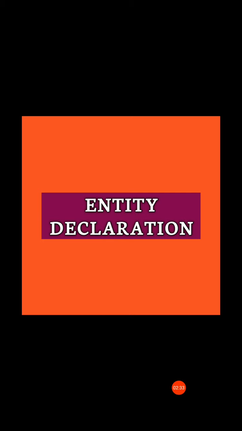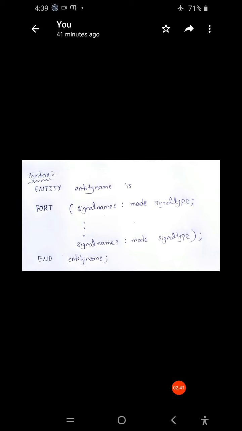Now we see the first one, entity declaration. If you see the syntax here, it has: entity name is port of signal names colon mode signal type semicolon and so on. Write it as signal names colon mode signal type, bracket close, semicolon, and then end entity name.